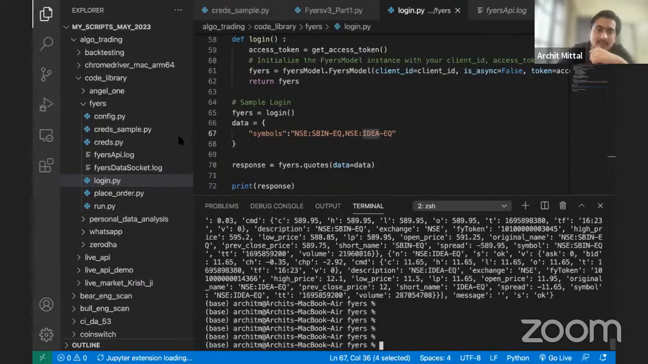Can we do paper trading? Yes. Lakshmanji, just think about this thing. Rather than sending the order to the exchange, just save that order in a file. And that is paper trading, right?